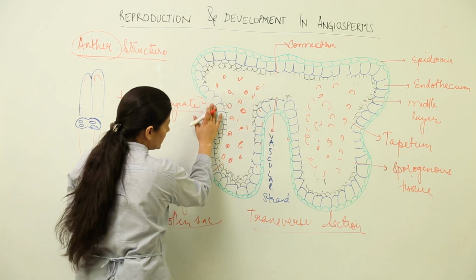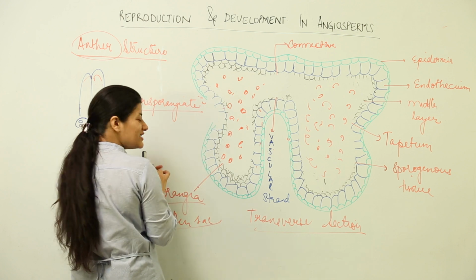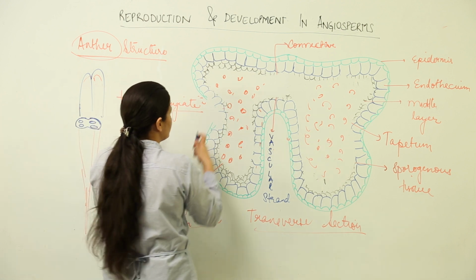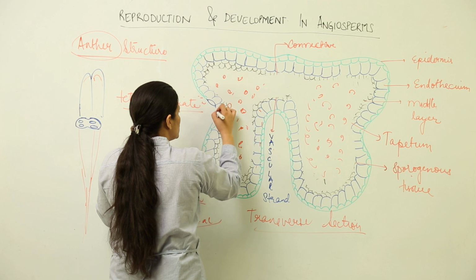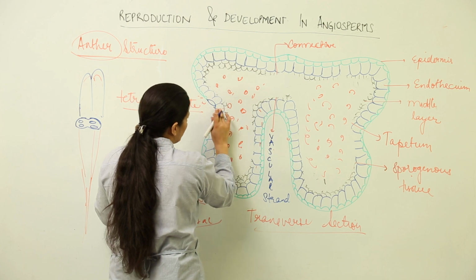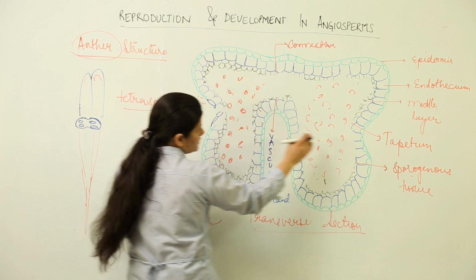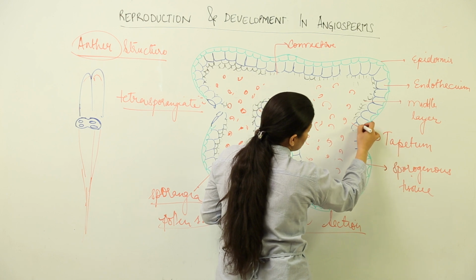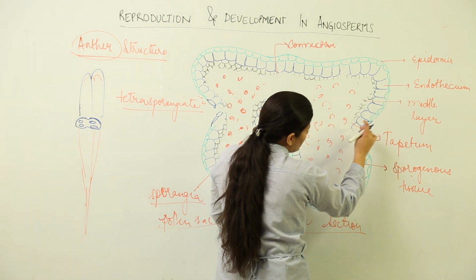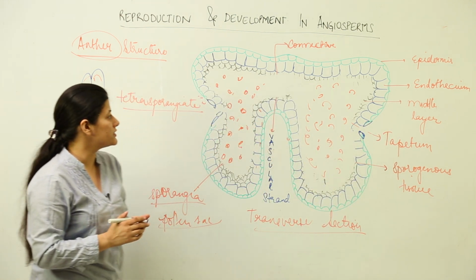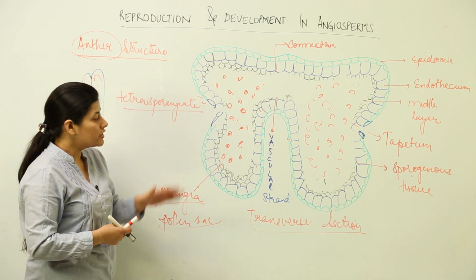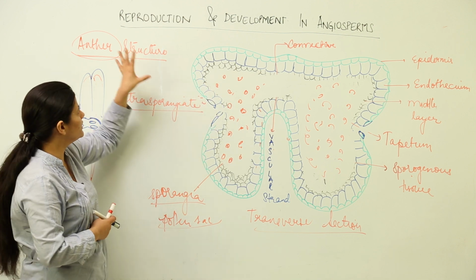Now what happens over here is that this epidermis is stretched and broken down after some time and it forms the stomium. This empty space is known as stomium. This stomium later on bursts and pollen grains are thrown into the air. So this is what you have to remember in the structure of anther.